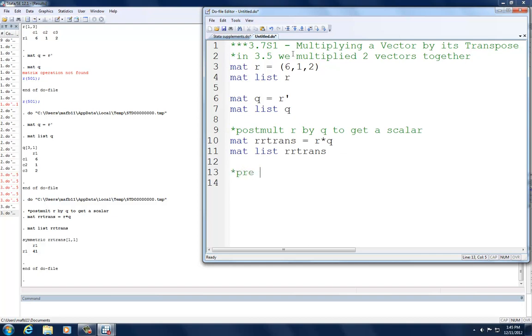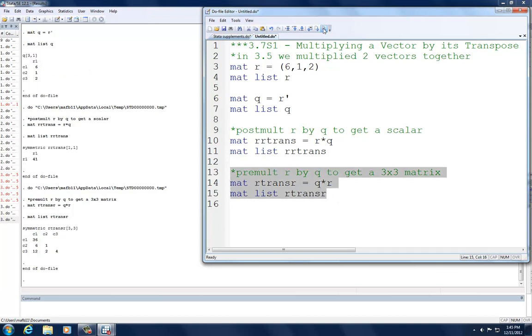We can also pre-multiply R by Q to get a 3 by 3 matrix. So let's call that R trans R. So it's going to equal Q times R. R trans R. And let's see if we get a 3 by 3 matrix, which we do, with the values of 36, 6, 12, and then 6, 1, 2, 12, 2, 4.